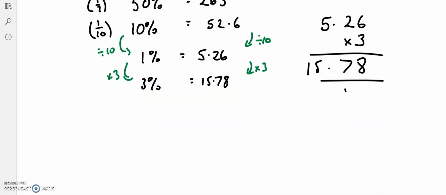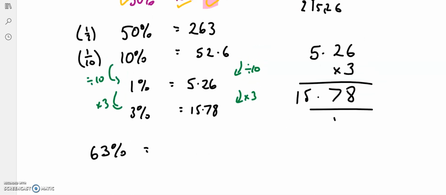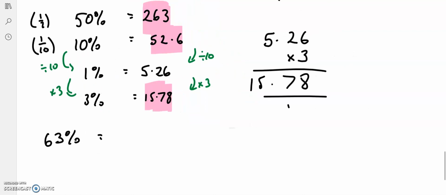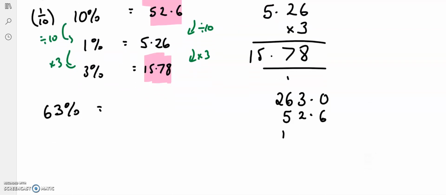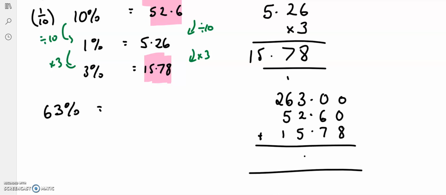So in order for us to work out 63%, we are going to need to add together our 50% answer, our 10% answer, and our 3% answer. This is just one way that I've decided to do this question. So we're going to do this at the side. So we've got 263, 52.6, just being careful with my place value here. And then I've got 15.78. Just chuck in a couple more zeros there. I'll put in my decimal place.